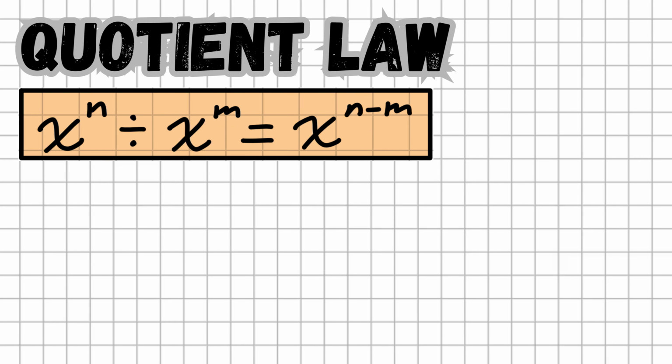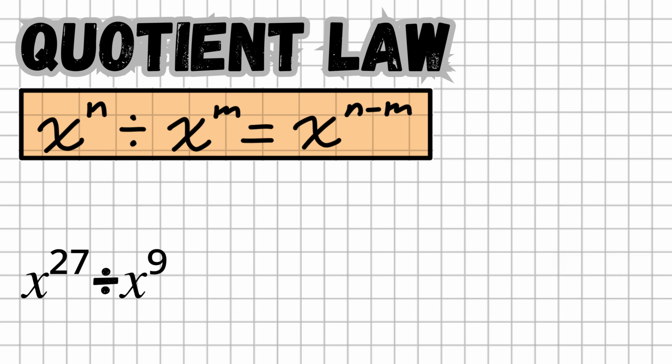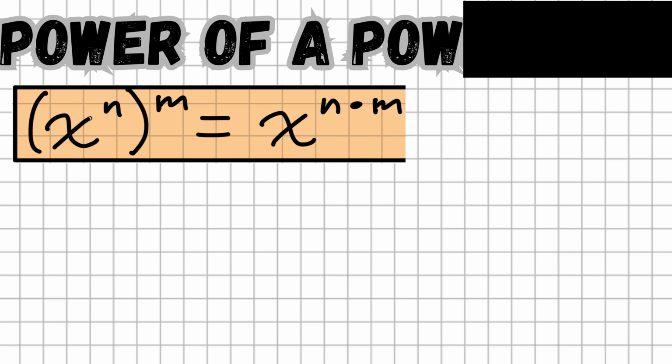Next is the quotient law. The quotient law states that when dividing powers with the same base, you subtract the exponents. For example, x to the power of 27 divided by x to the power of 9 becomes x to the power of 18.